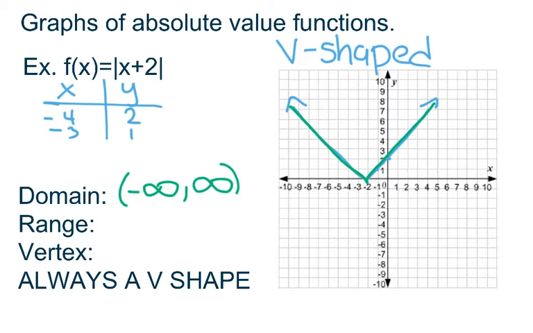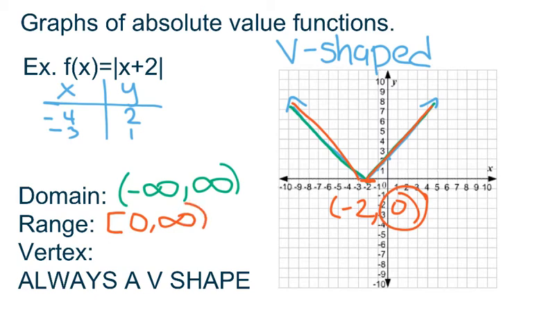The range, it definitely starts right here. Remember, that point is (-2, 0). So the lowest y value it ever gets to is 0. And it can equal 0, so we're going to do bracket 0. And then this graph will continue going up and up and up forever. So it goes all the way to infinity. And that's how we do that.